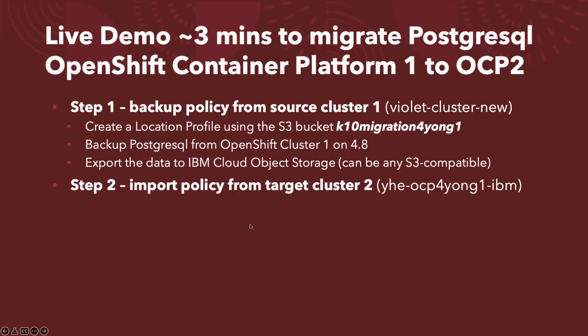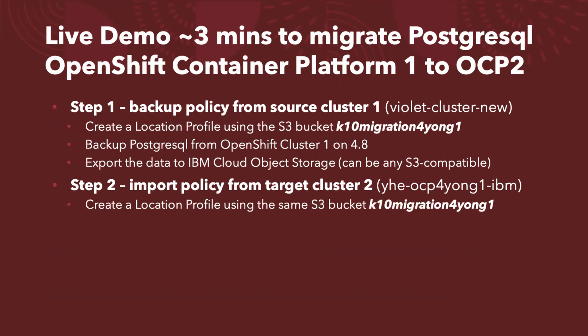And the second step is from my target cluster, in this case, my OCP for Yongkang, also running on IBM Cloud. So I need to configure an import policy from the target cluster too. So first of all, you need to use the common S3 bucket. That's where you can read the data from your source cluster. So I will create a location profile from my target cluster as well. And I will use the same storage bucket. And now I need to create an import policy to import the PostgreSQL backup data from the S3 bucket.